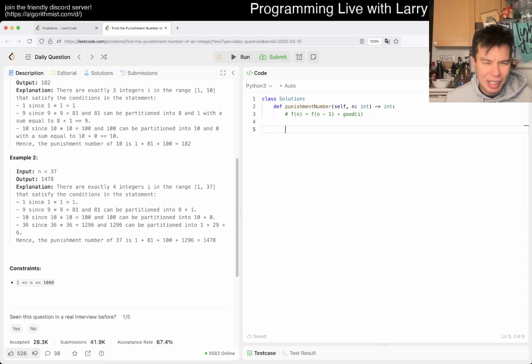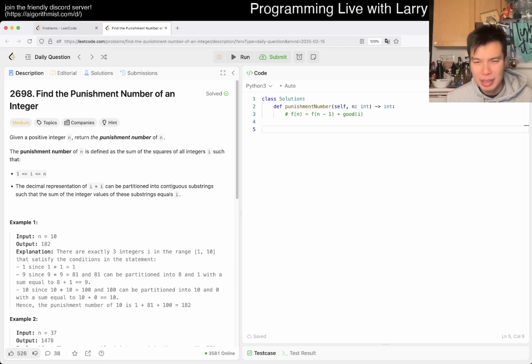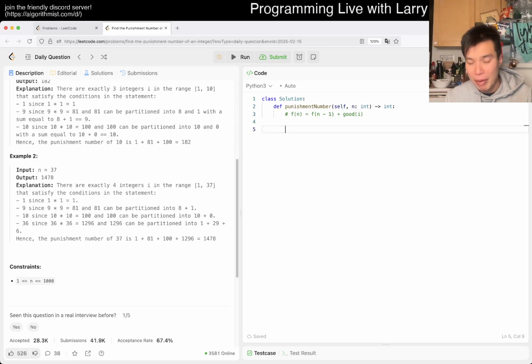Sorry, I got distracted. I think it's supposed to sum up the i times i's, not the i's. Okay, that's fine. It's really not that much of a difference. But yeah, we can just do from 1 to n inclusive. If good of i, then add to total, and return total, right?